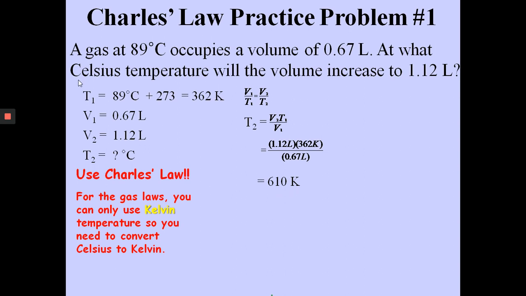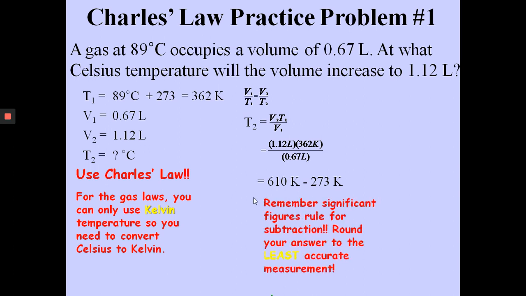But the question is asking for the Celsius temperature, so we're going to convert Kelvin back into the Celsius. This one, you're going to have to do the backward, where you have to subtract 273. But remember the significant figure rules for the subtraction. For subtraction and addition, you have to round your answer to the least accurate measurement. And 273 is a conversion factor itself, so it's not going to affect your significant figures. Only the given number, which is 610 Kelvin, is going to determine the significant figures.